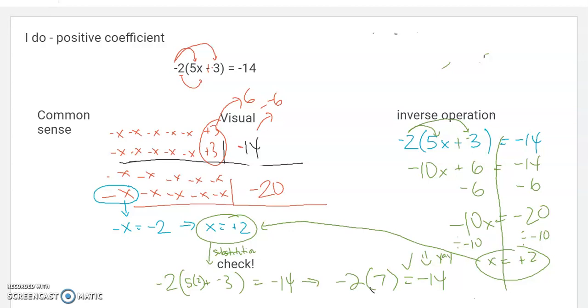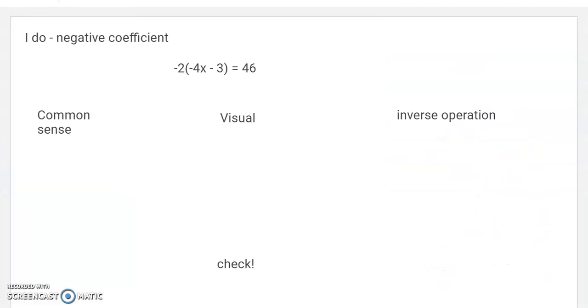So let's do one more before you write, just so I can show you what happens if the coefficient is negative. So now I have a negative here and a negative here, different from the last one. I may just show one strategy with this because it's not terribly different, but I do want you to be able to see both scenarios. So I want to draw that, and I can't draw negative 2 groups of that. Too annoying, too strange of a thing.